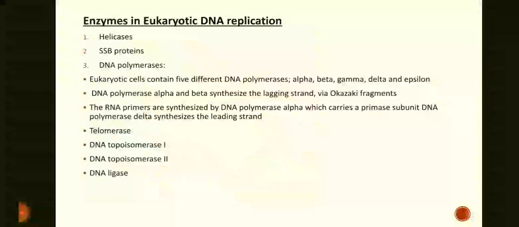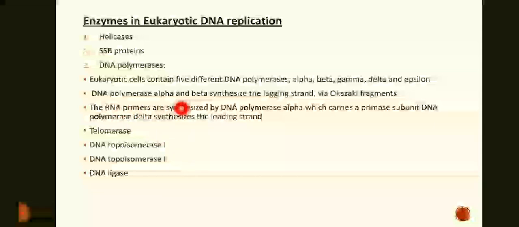Next are the enzymes for eukaryotic DNA replication. These are helicases, single strand binding protein, and DNA polymerase enzymes, whose functions I have discussed earlier in my previous slide. Eukaryotic cells contain 5 different DNA polymerases. These are alpha, beta, gamma, delta, and epsilon. Alpha and delta are for chromosomal DNA replication, beta and epsilon are for DNA repair, and gamma is for mitochondrial DNA replication.